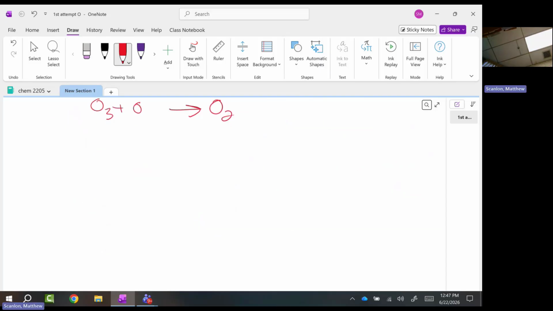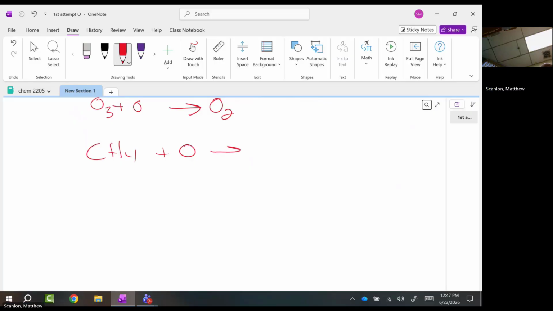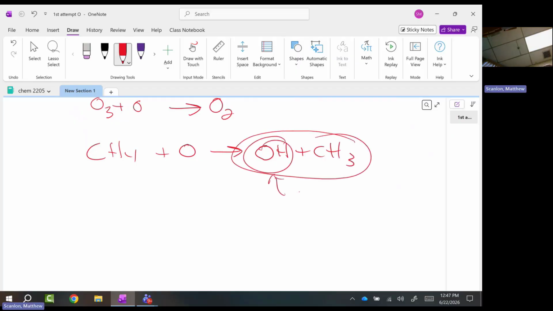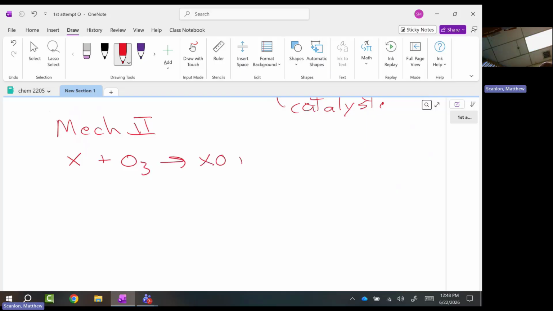Okay. There are other ones. For example, CH4 plus O can give you OH plus CH3, and OH turns out to be a catalyst that you often see. Okay, those are naturally occurring catalysts. Another type of mechanism is mechanism two, and this is a reactive species, again, a radical of some sort. X plus O3 yields XO plus O2.